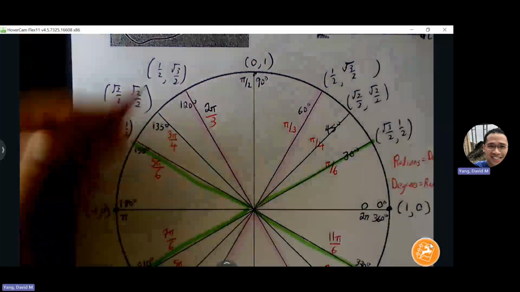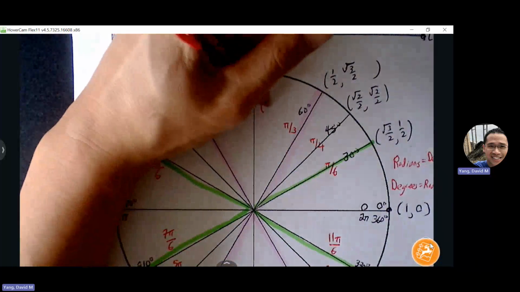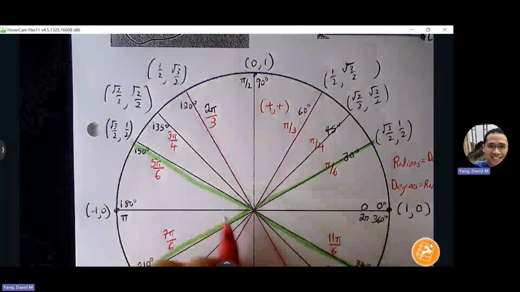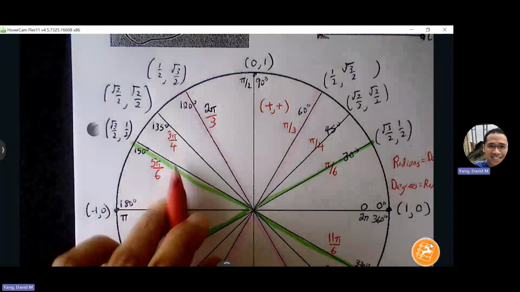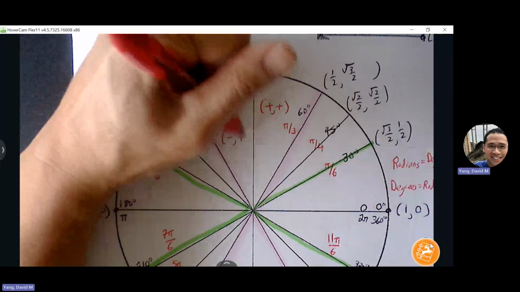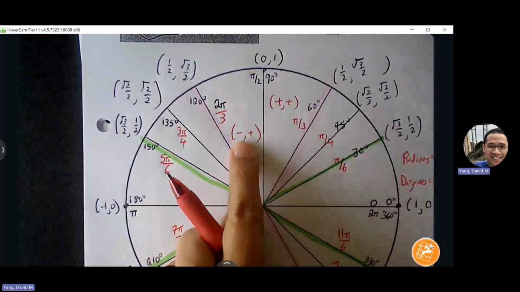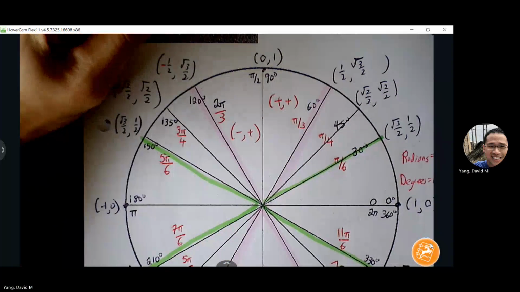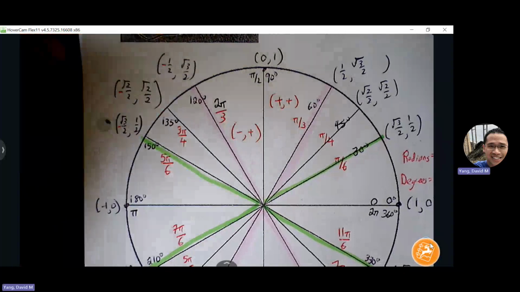Okay, let's think about the signs here. We know the first quadrant ordered pairs will be positive, positive. In the second quadrant, all the ordered pairs will be what? Negative, positive, right? You go left, that's negative. You go up, that's positive. So I can make all my x values negative and keep my y values positive.